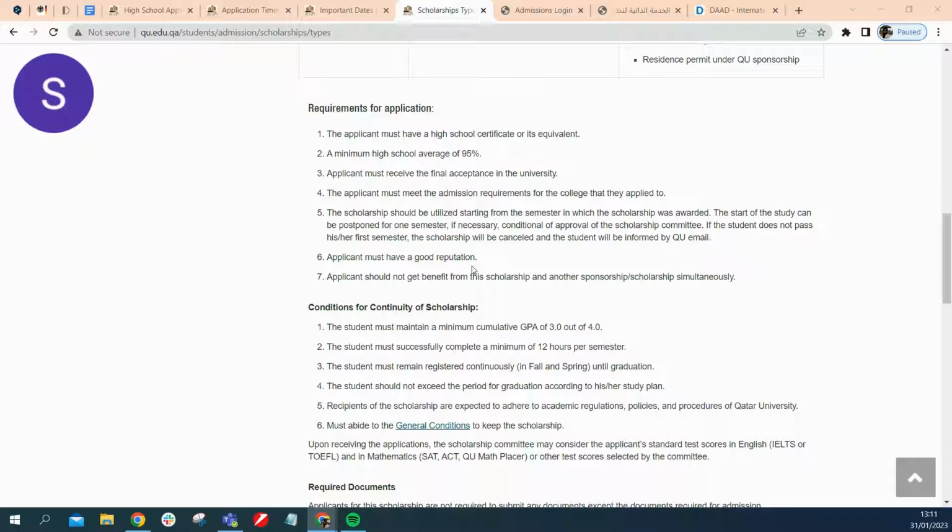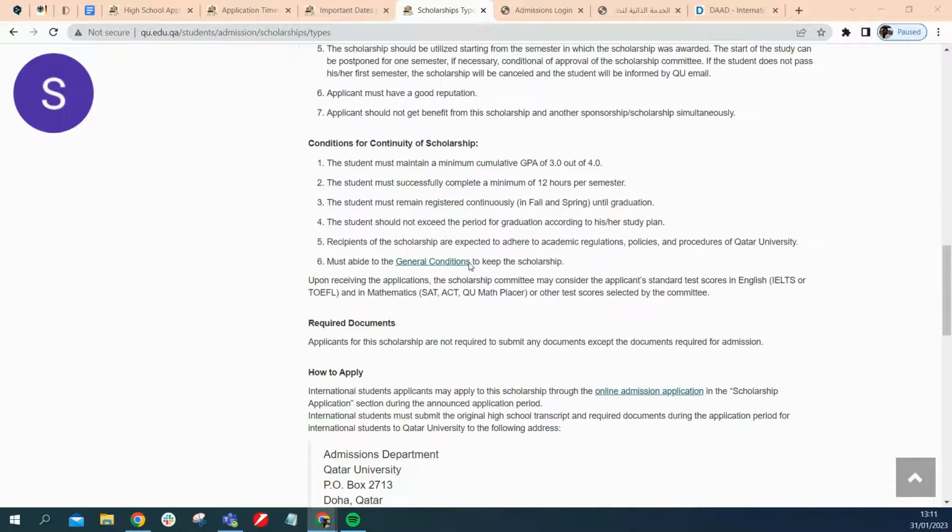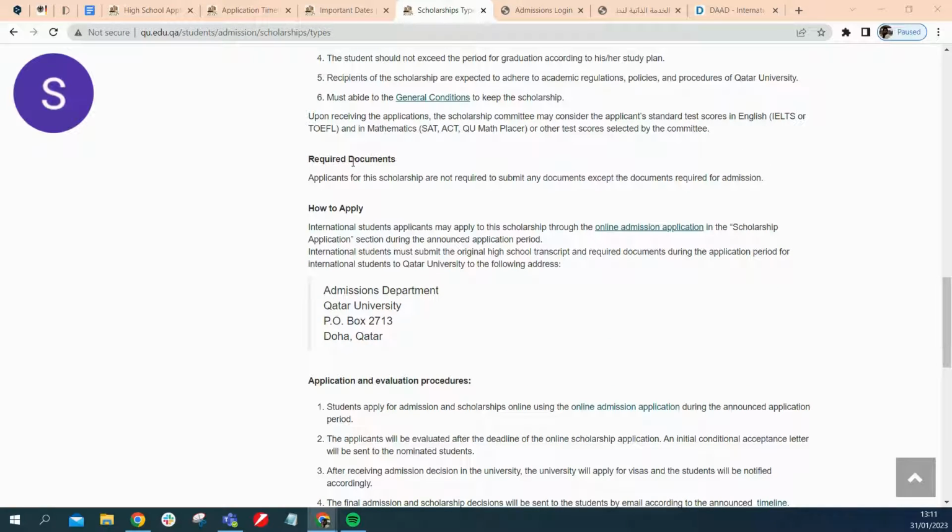So this is the requirement, and when you meet this requirement, it says here that the applicant should not get benefit from this scholarship and another scholarship simultaneously. So you should only apply and get one scholarship at a time. So having met these conditions, you should also see the required documents that you need.